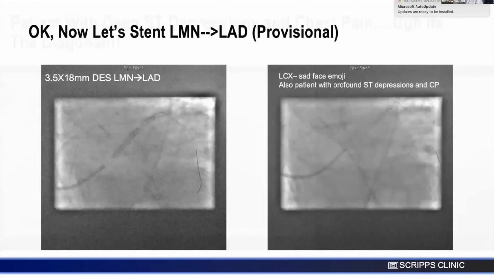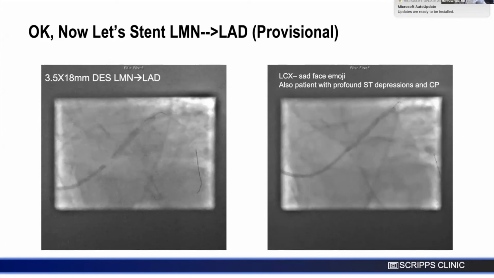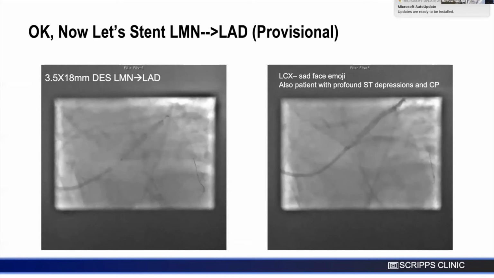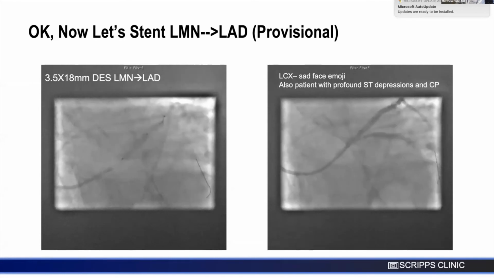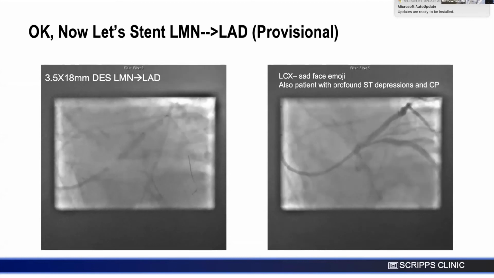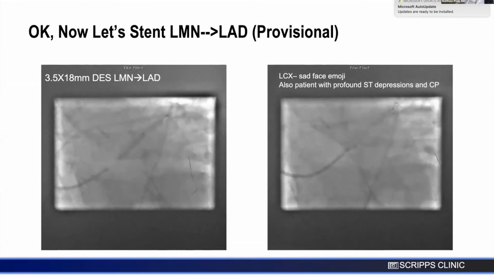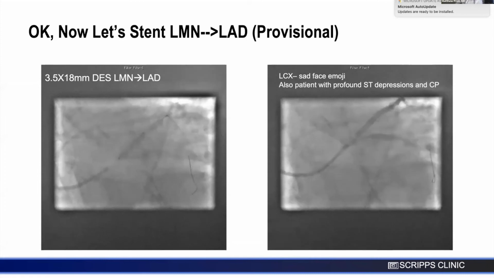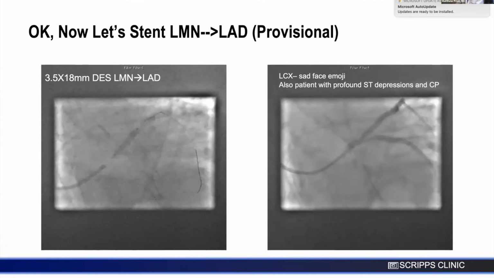Okay, so we got that over with. Fine. We have this left main we've got to take care of. I almost forgot about that by this point. So I take a 3.5 by 18 DES from left main to LAD. Sad face emoji, as I say after I do the angiogram now. The patient has profound ST depressions, chest pain, and this is what I see. Circumflex. Yeah, right. Among other things, I also have to post-dilate the ostium of the LAD.